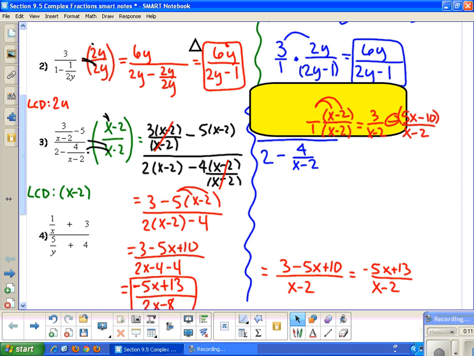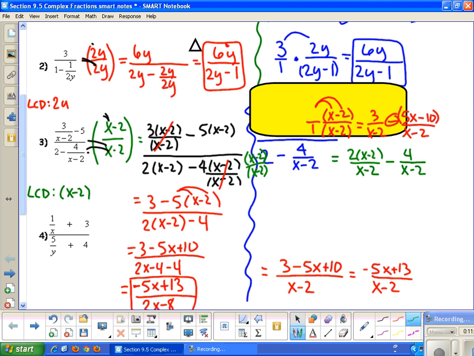Now if I just look at my denominator, I want to do the same thing. In order to make this one fraction, I have to get a common denominator. So that means I need to multiply this by x minus 2 over x minus 2. When I do that, I get 2 times x minus 2 over x minus 2 minus 4 over x minus 2. Now that you have a common denominator, you can combine things together. So I'm going to distribute here, so 2x minus 4, and then we have minus 4 here, so minus 4 over x minus 2, because that's my common denominator.